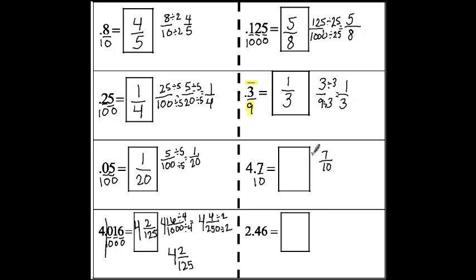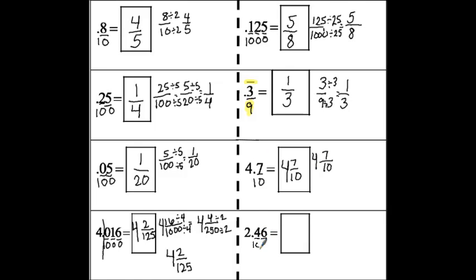7 is in the tenths place. So we have 7/10, but we have that 4 wholes as well. I can't simplify it at all, so we just get 4 and 7/10. For 2.46, we have 2 decimal places, so we're going to have the hundredths place. And we have 2 and 46 hundredths. I can divide the top and bottom by 2, and I end up getting 2 wholes and 23 hundredths. Sorry, 100 divided by 2 is 50. So 2 and 23/50.